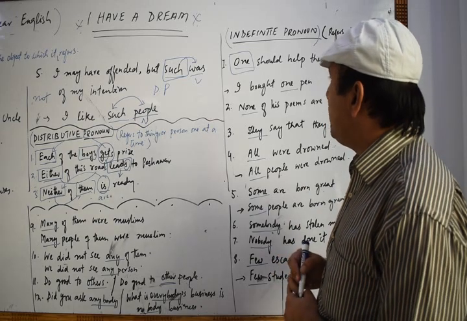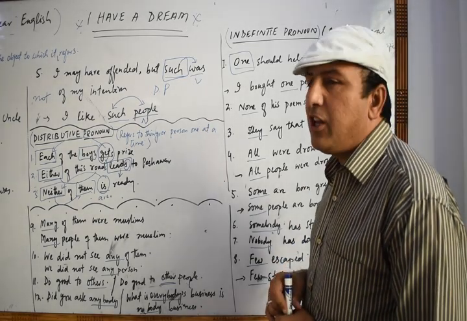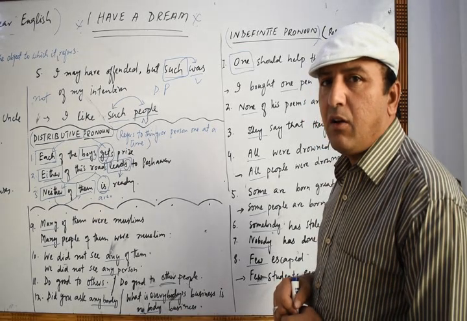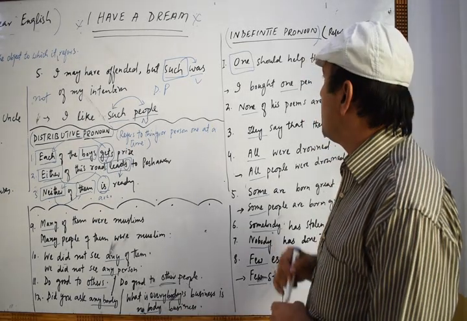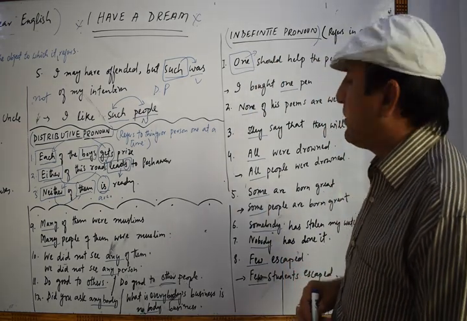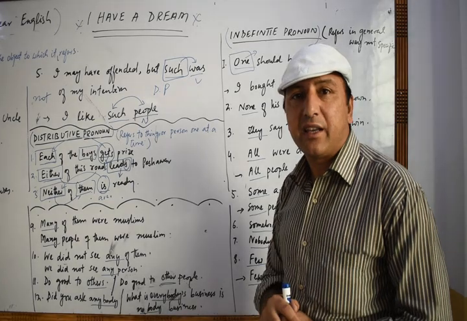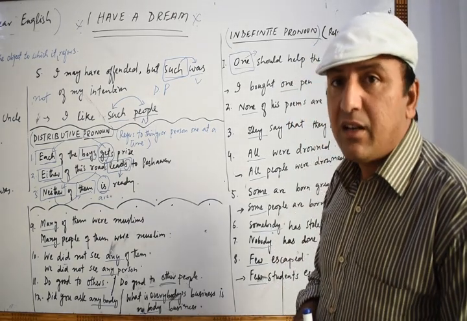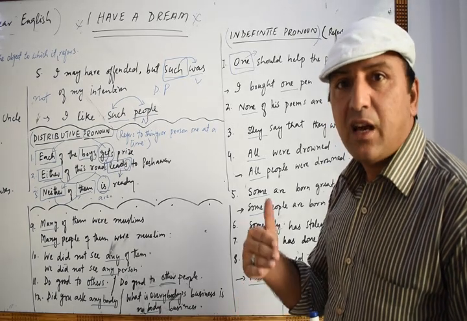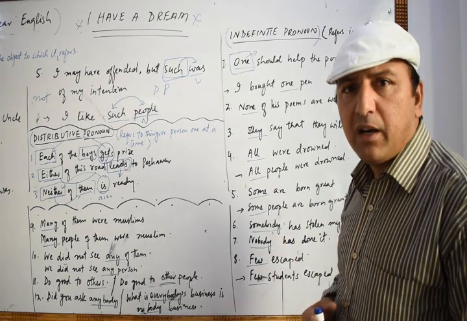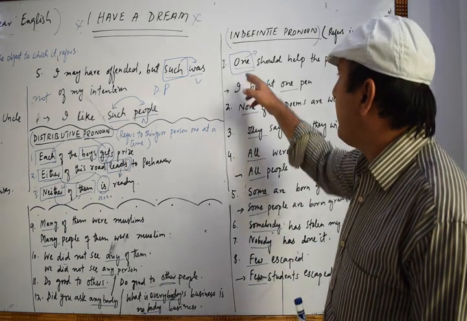Now "one" should mean all human beings, every person, whether male or female. So "one" is used in a general way. "One should help the poor" means what should a human being do? Help the poor. So "human being" includes all males and females. Generally, in an ordinary way, we have said this. So we call it an indefinite pronoun.